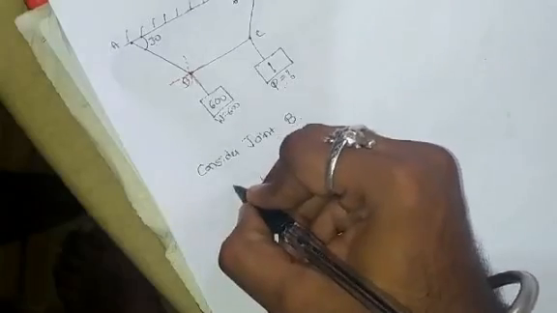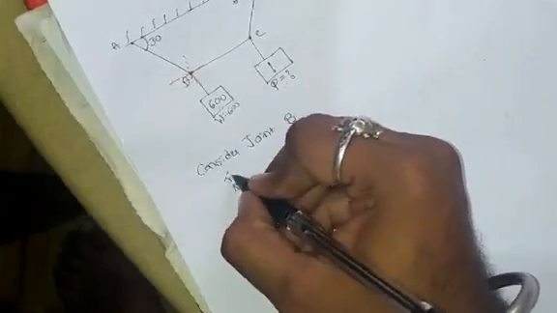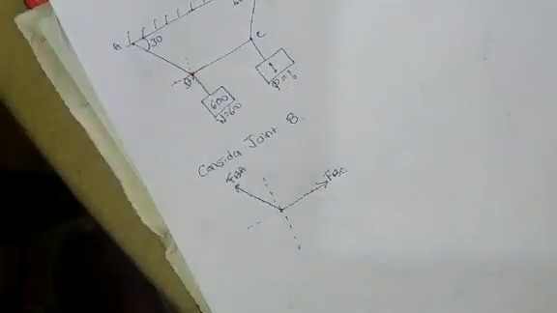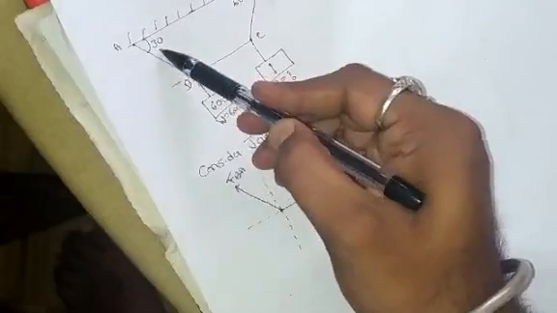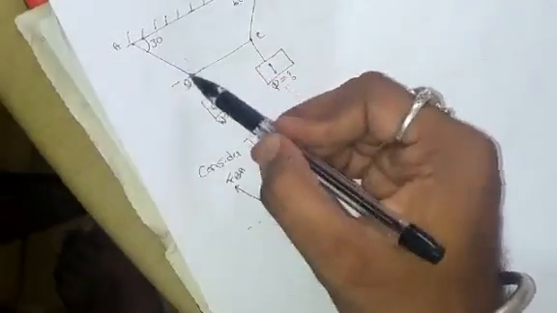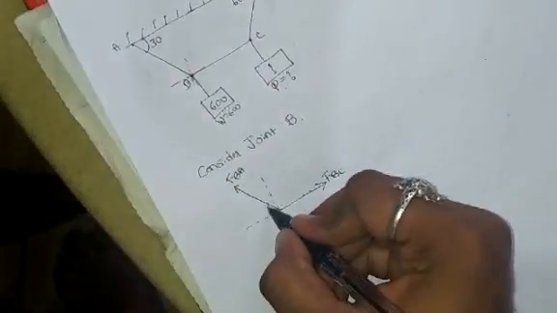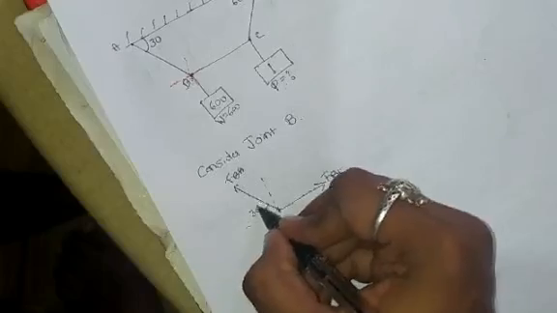Tension force means the force which is acting away from the joint. So this is FBA, or you can say FAB. Now what is the angle of inclination? You can see here, it is 30 degrees with respect to horizontal. If this is 30 degrees, then here also it is 30 degrees because of alternate angles.